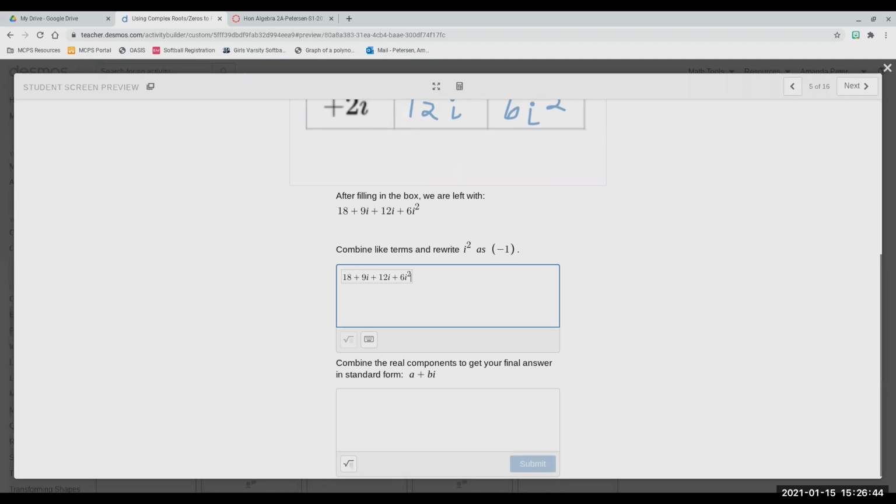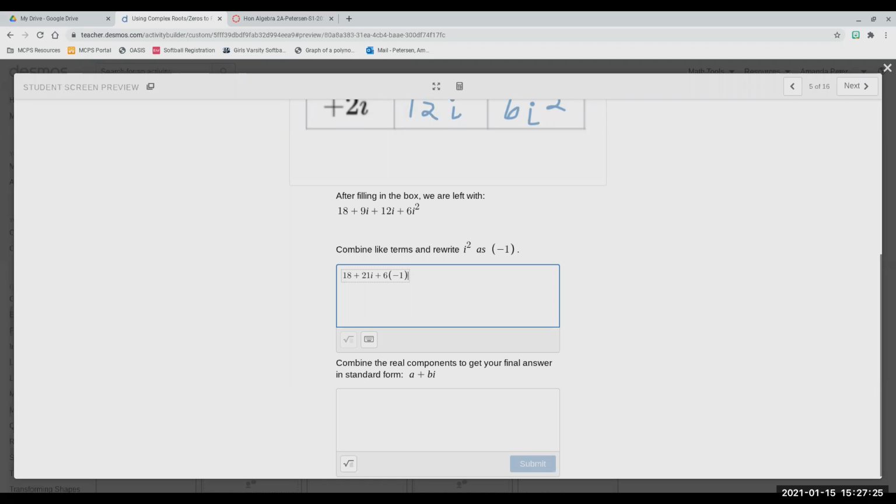And we're simplifying it in the same way we simplified in the warm-up. I can't combine terms if their exponents don't agree. So I can't combine 18 with anything because there's no other term with no i. I can't combine 6i squared with anything because there is no other i squared. I can only combine my 9i and my 12i. When I combine them, I end up with 21i. Almost done. The last thing it tells me to do is to rewrite i squared as negative 1.